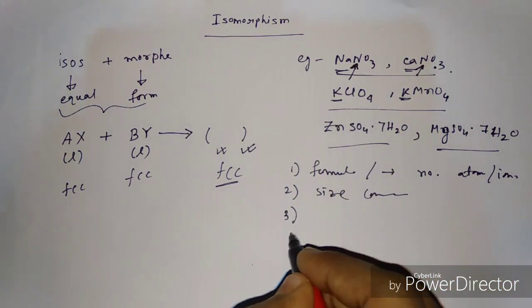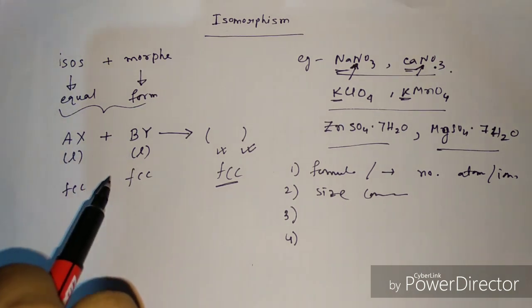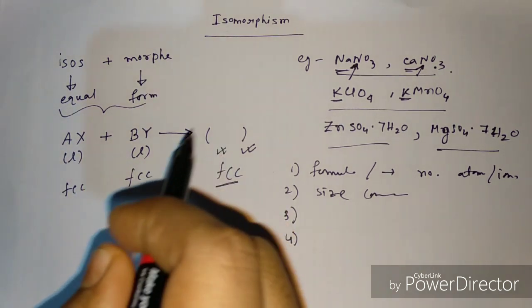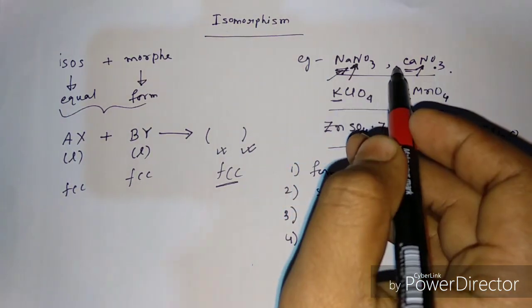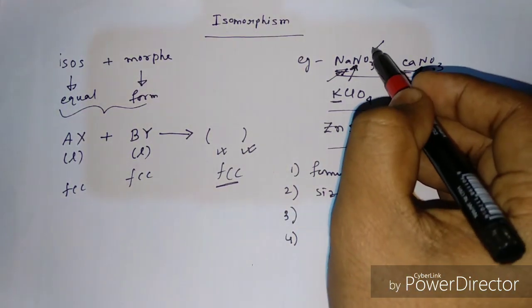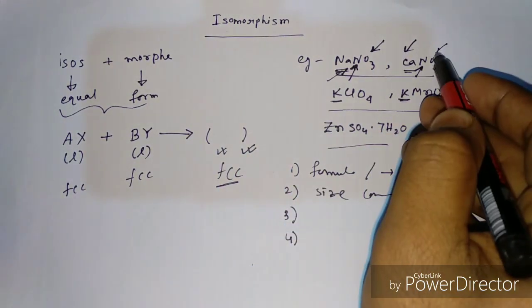Now, coming to the fourth, polarizing power and polarizability should be the same. Which shows polarizing power? The cation, that is Na plus here, and polarizability is shown by NO3 minus. And here also calcium 2 plus and NO3 minus.